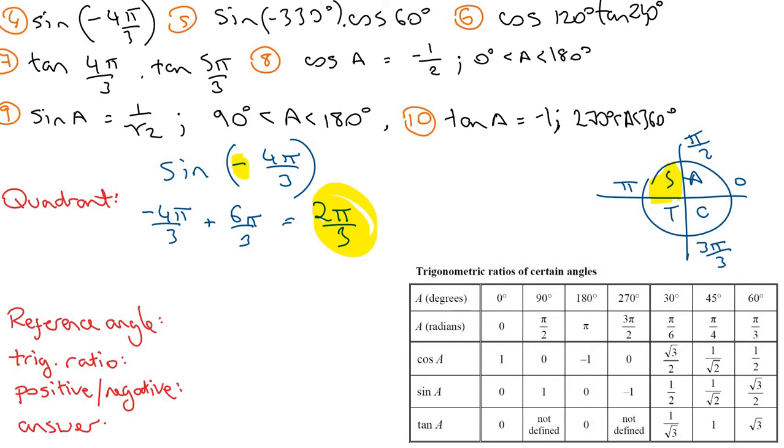So if we're dealing with quadrant number 2, well, previously to get the reference angle, we just took 180 degrees and subtracted the angle. Now we're just going to take pi and subtract 2/3 pi, which just gives us 1/3 pi, or pi over 3.